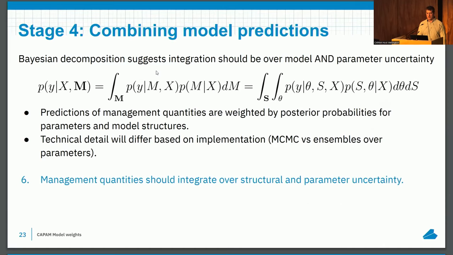And because I'm going to run out of time, I'm just going to go quickly over the last couple of slides. Combining model predictions, I think we've just seen, we should really be integrating over the models and the uncertainty. And so we should keep the tails. I think that's the important bit.